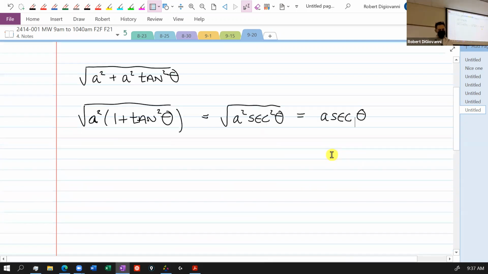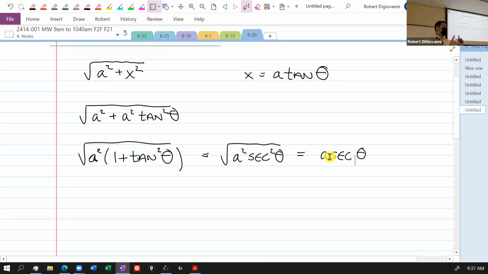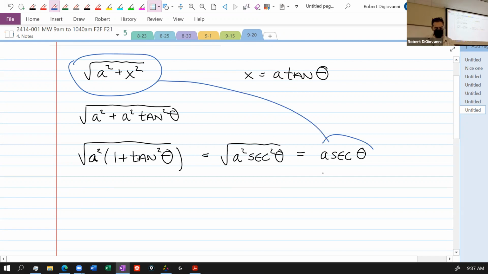Okay. All right, so anytime we see square root of a squared plus x squared, we're going to replace the x with a tan theta, and then this square root thing will turn into, every time, a secant theta, right? What we have not established yet is what does dx turn into? Dx needs to turn into something too. So take the derivative of this. The derivative of that would be a, what's the derivative of tangent?